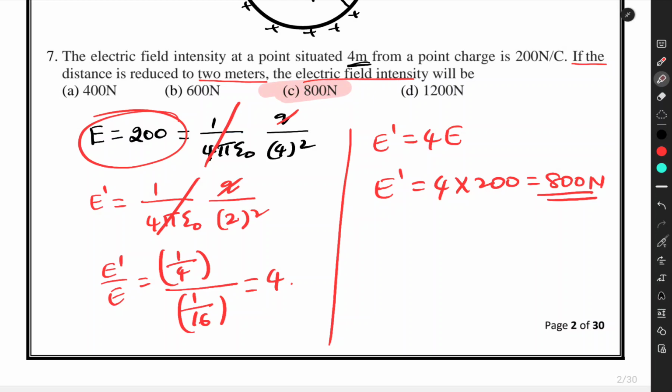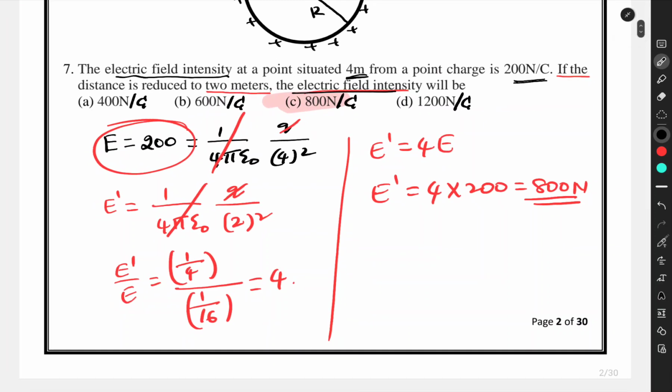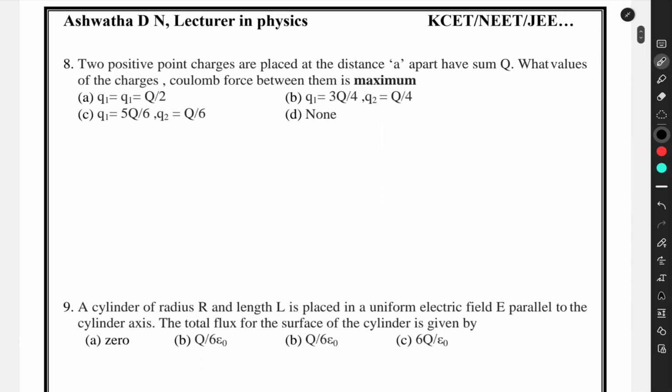Actually, here I think something is missing. The unit should be Newton per Coulomb, because here they have asked you to calculate the electric field intensity. So it should be Newton per Coulomb in all the options. Okay, so this is all about this. You should have some mathematics knowledge to solve numericals like this, and prior knowledge about the subject is very much required. Yes, next we'll move on to this question.